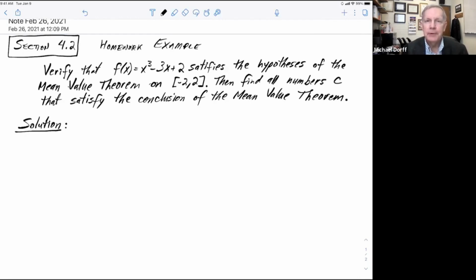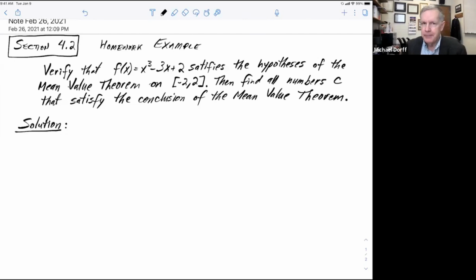We're in section 4.2 and we're looking at a homework example. In this example, we're given a particular function, f of x equals x cubed minus 3x plus 2 on the interval from -2 to 2. And we're supposed to show that the hypotheses of the mean value theorem are satisfied and then determine all the values of c that satisfy the conclusion of the mean value theorem.